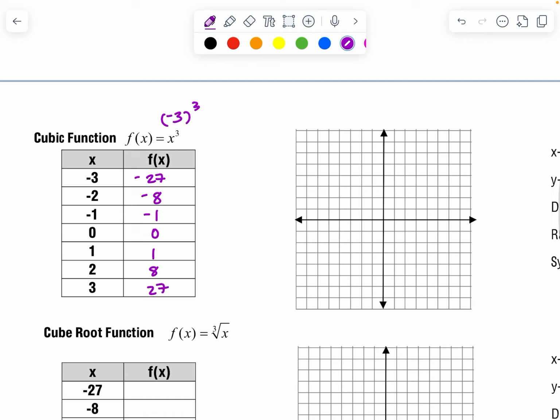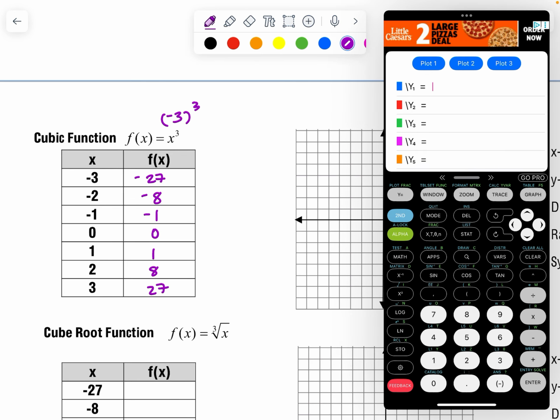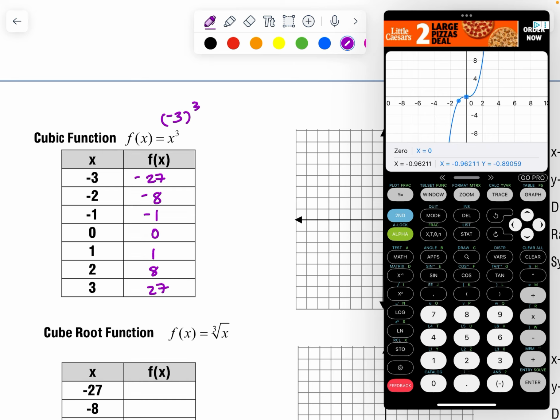But when we actually graph this, we're going to get something kind of interesting. So graph this, clear this out. X, throw in a cubed. So we have to actually use the up arrow this time and hit 3. And then hit graph. And we get what looks like a parabola, but the left hand of it is actually pointed down instead of up.